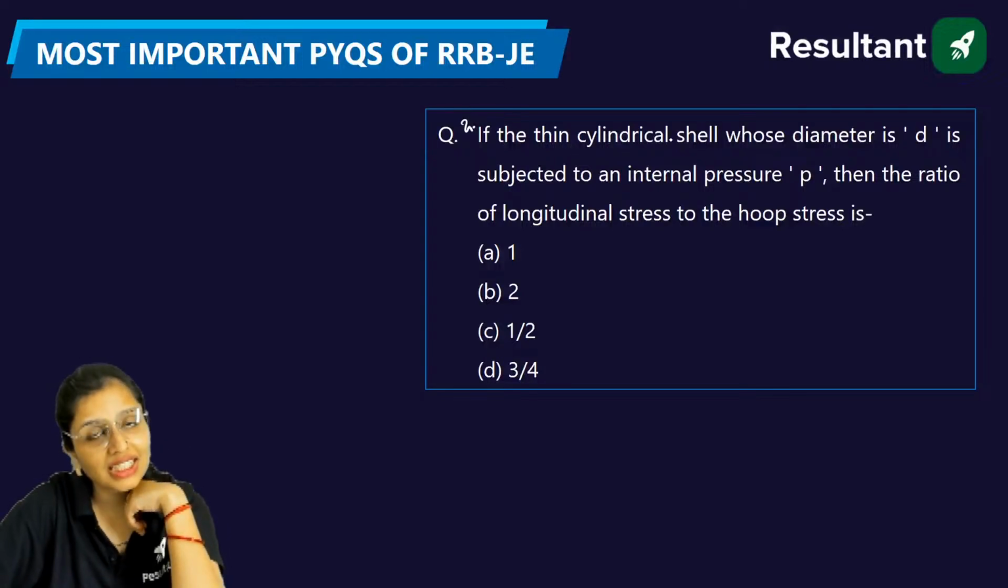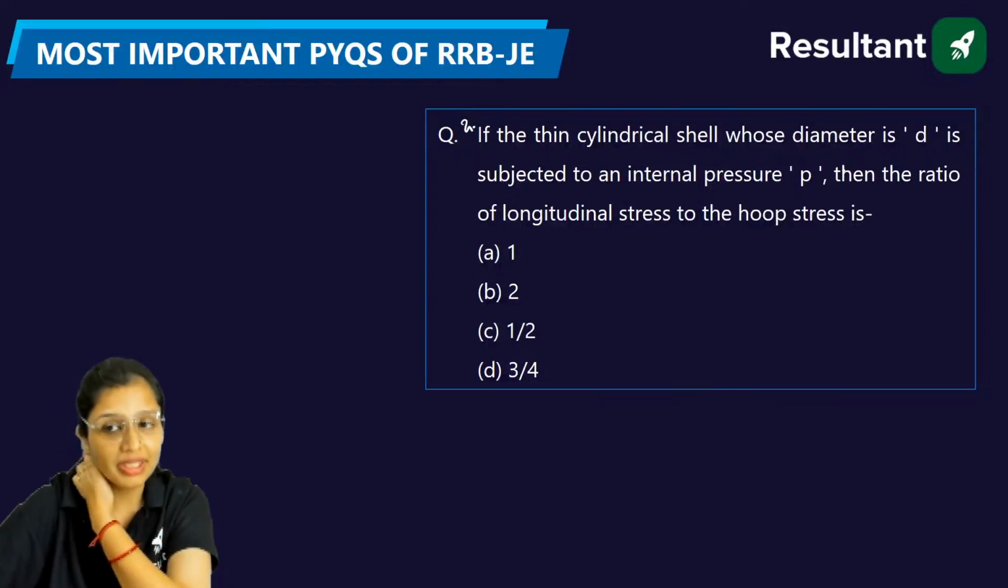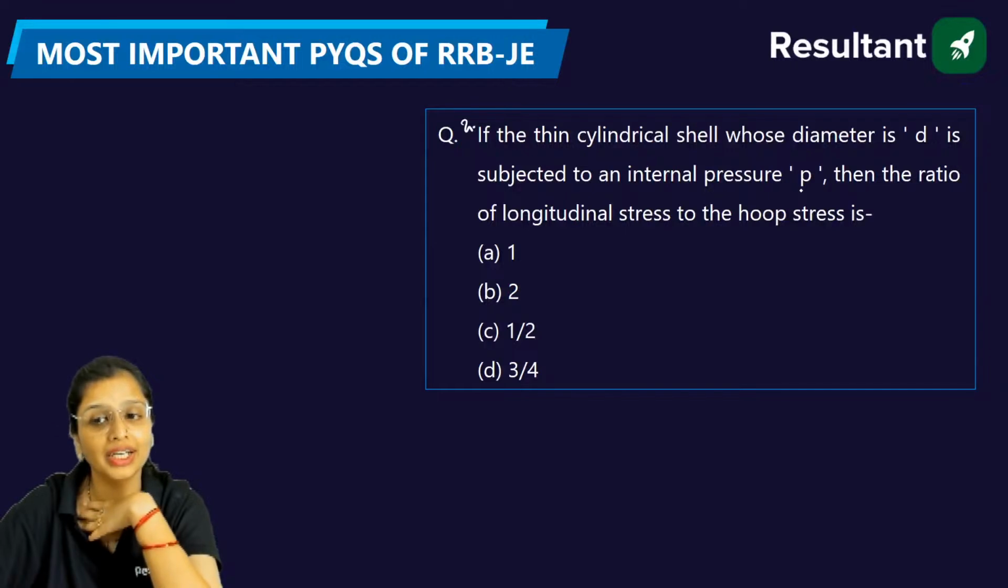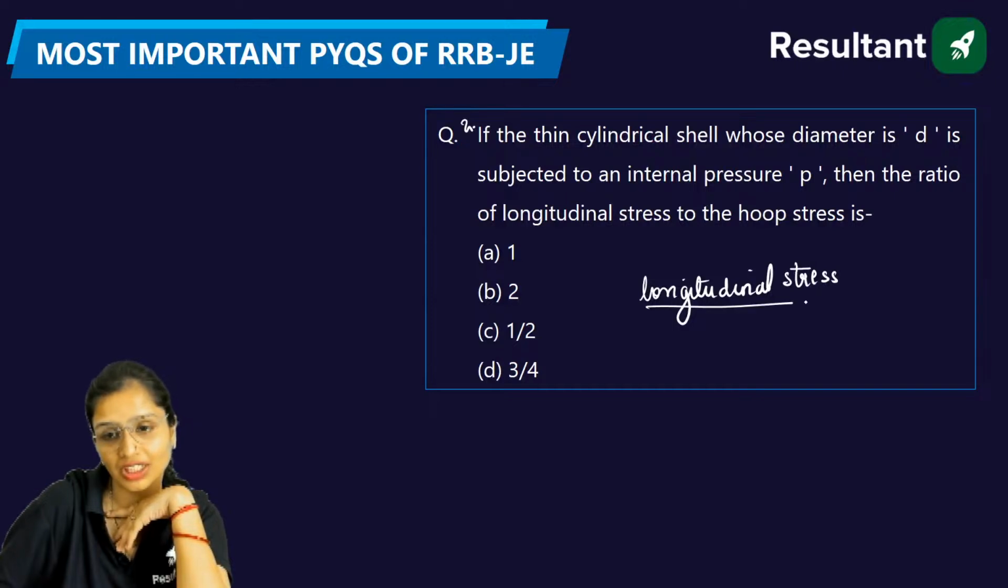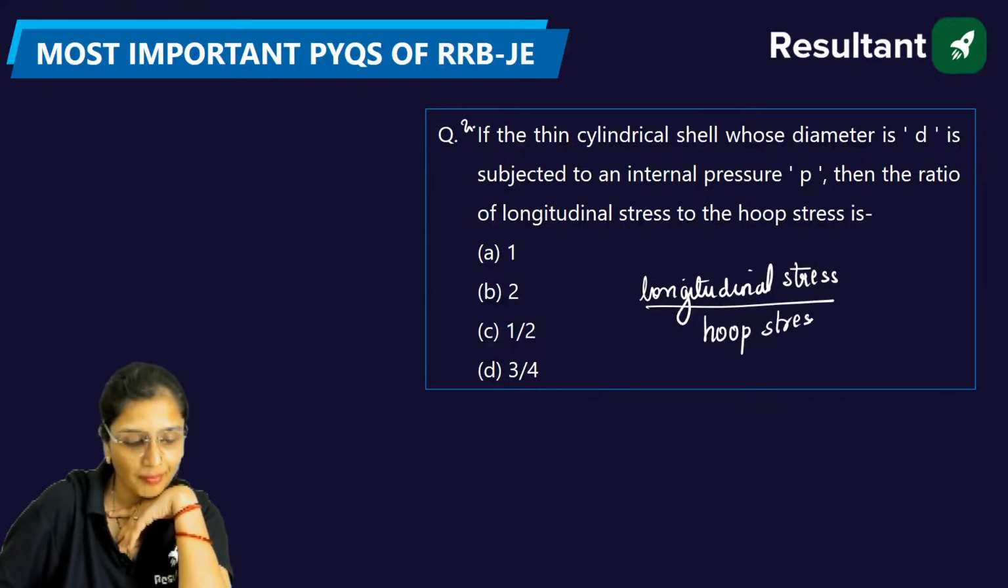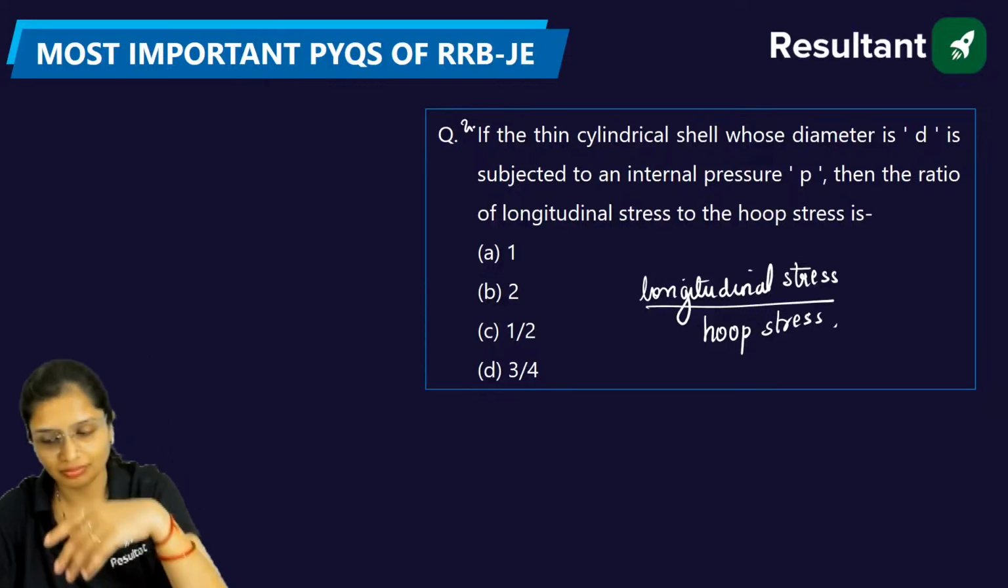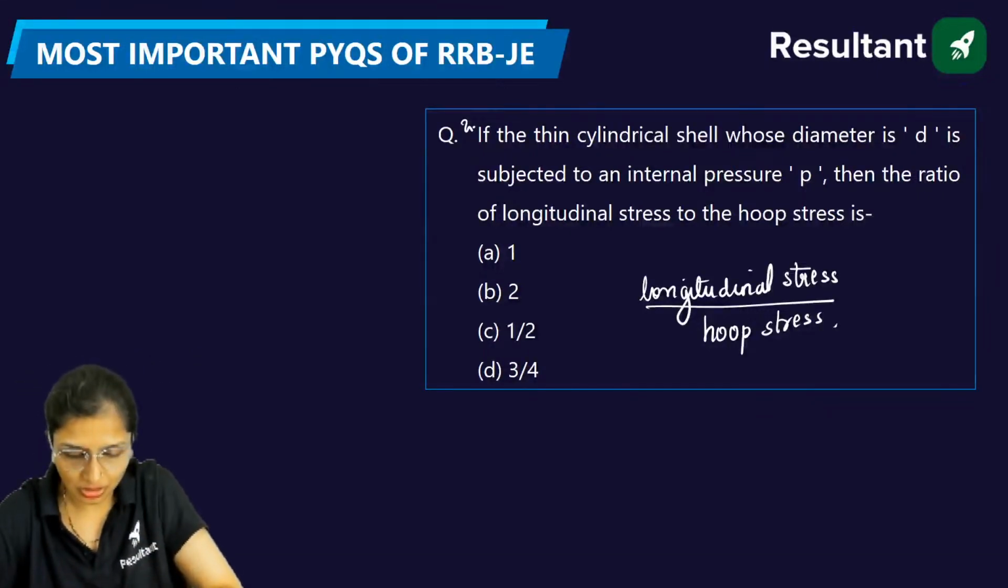Question number 2. If the thin cylindrical vessel is there whose diameter is d and it is subjected to an internal pressure P, then you have to calculate the ratio of longitudinal stress to hoop stress. This pattern of question I have already done once because this is quite a common question which has been asked. Longitudinal stress to hoop stress ratio. Correct. Solve it.